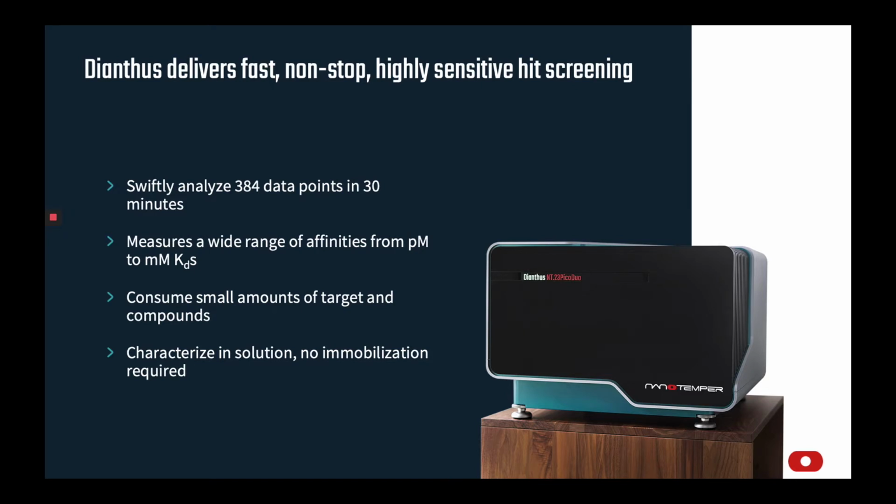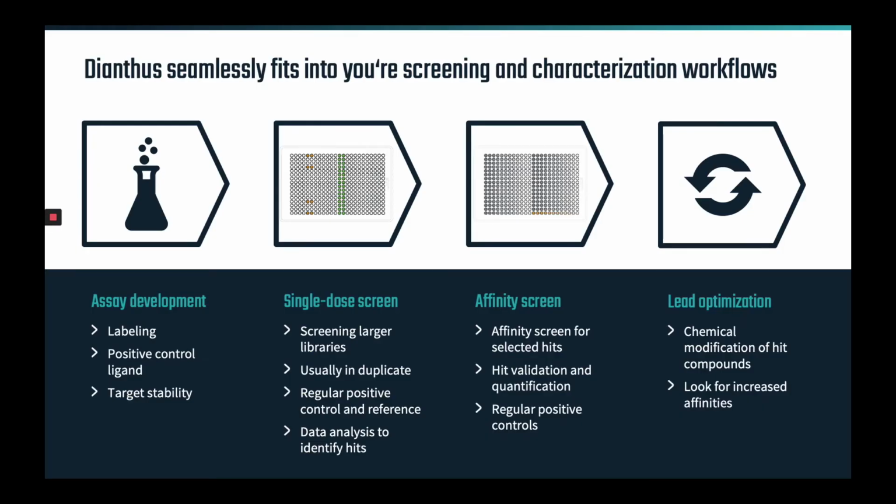With Dianthus, it seamlessly fits into your screening and characterization workflows from as early as assay development, where you're just trying to do the initial characterization of your targets, to being able to do single dose screening so you can very quickly screen very large libraries, get your identified hits from those, and move them on to perform a more detailed affinity screen where you can rank order your different targets as well as validate and quantify them.